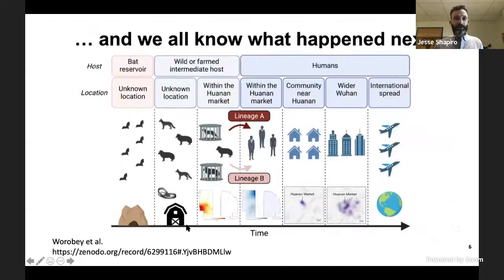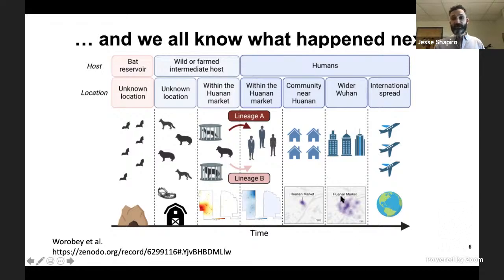So this is also from their paper, and we all know what happened next, okay? So basically they're studying within the market. Those animals were probably not the ancestral reservoir. Probably it was a bat in an unknown location that made its way into some wild or farmed intermediate hosts, and then actually probably 2 spillover events within the market of 2 different lineages. So there already was a bit of genetic diversity in that viral population when it jumped over into humans.